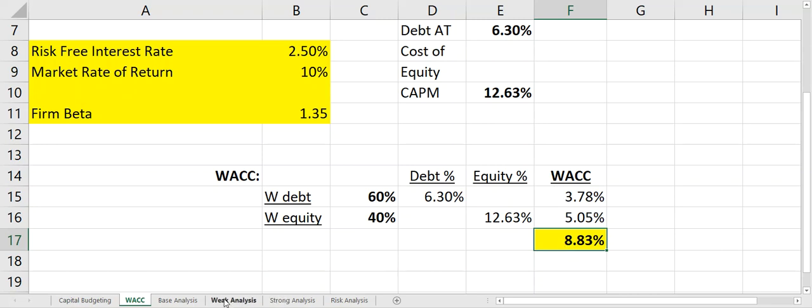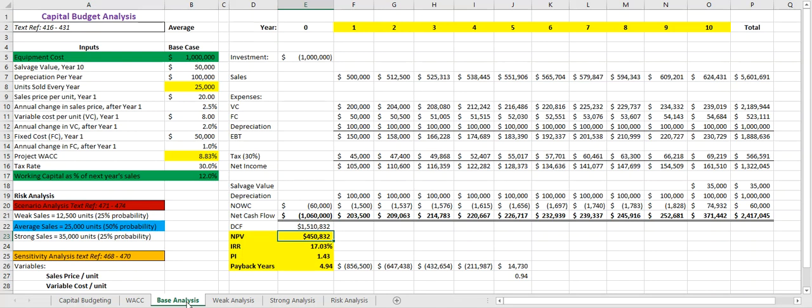From the WACC, we go to our base analysis. The base analysis takes that WACC and the input values for the company for this investment. This is an investment of $1 million. The company is anticipating selling 25,000 units a year for the depreciable life of 10 years at a selling price of $20 a unit, increasing by inflation at 2.5% a year.